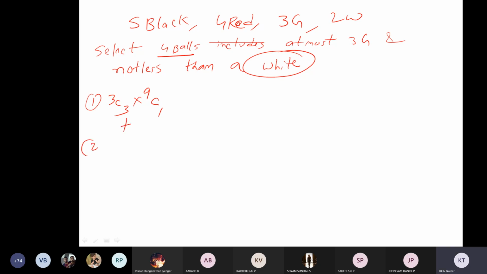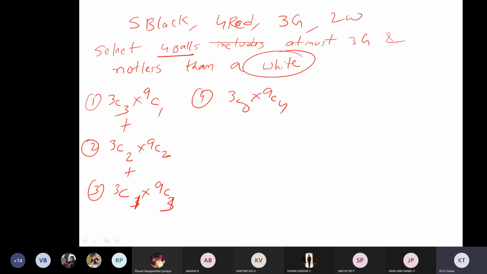Next case, as I told, maximum 3 green, so I will go to less than 3 green now. I'll take 2 green and 2 from remaining. And third one, 1 green and 3 from remaining. And the last one, sorry, 3C0, 9C4. Is it clear to everyone? Understood? Yes, sir.